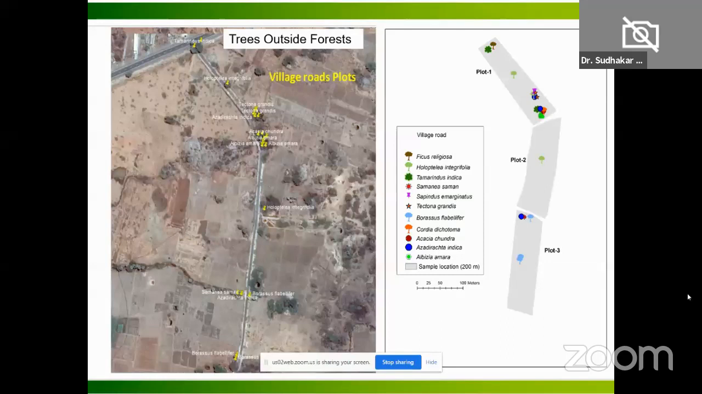So once you have first-hand information on the tree census and the distribution of species, we can recommend to the forest department to go for native species plantation instead of monoculture from exotics.